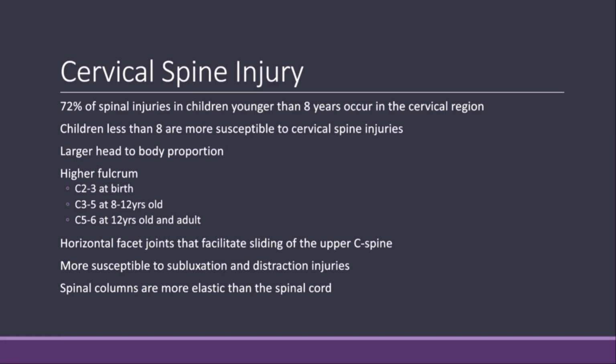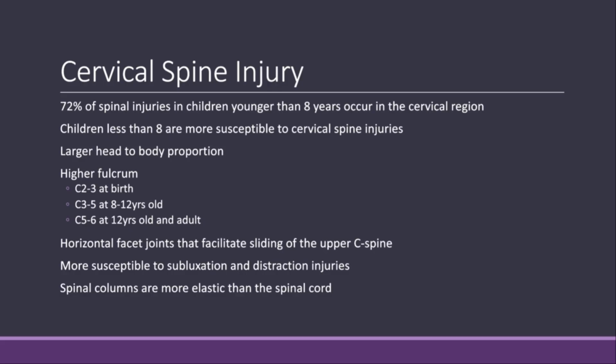First, let's talk about cervical spine injury. 72% of spinal injuries in children younger than 8 occur in the cervical region. This is because children less than 8 are more susceptible to cervical spine injuries based on several differences in their anatomy compared to adults. Firstly, they have larger heads compared to the rest of their body. The fulcrum is higher. It's C2 to C3 at birth, C3 to 5 at age 8 to 12, and C5 to 6 at 12 years old and above.